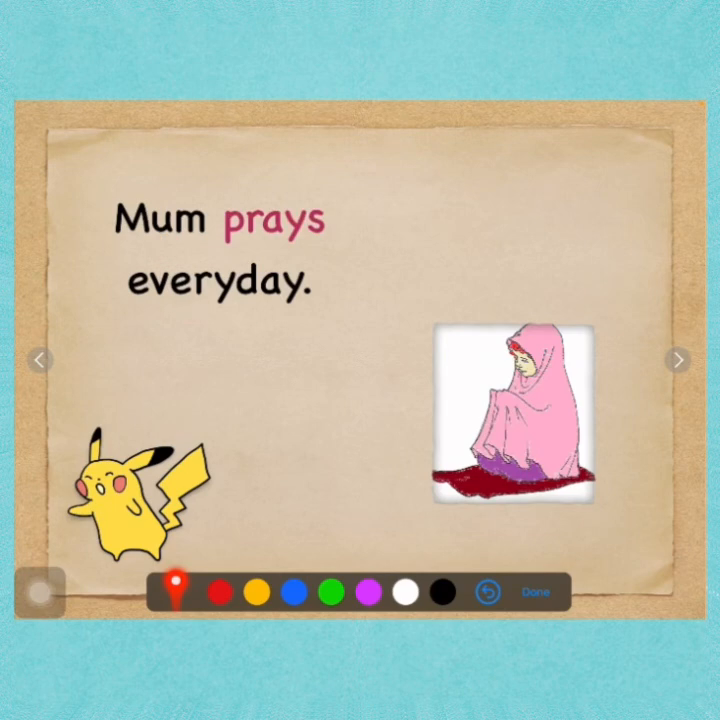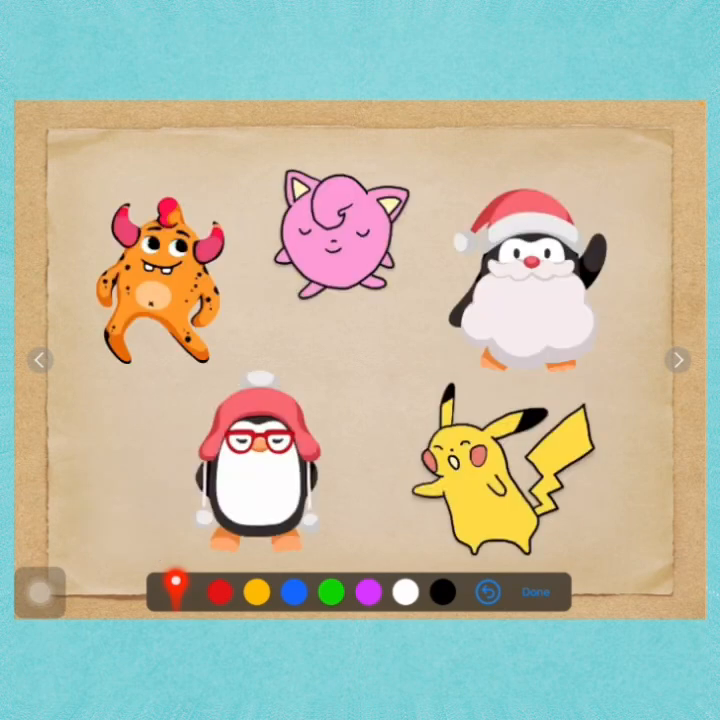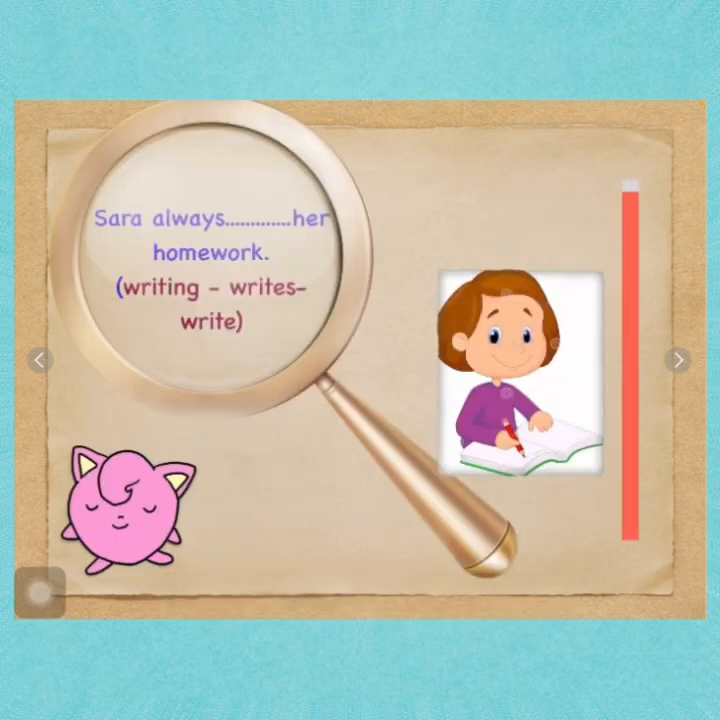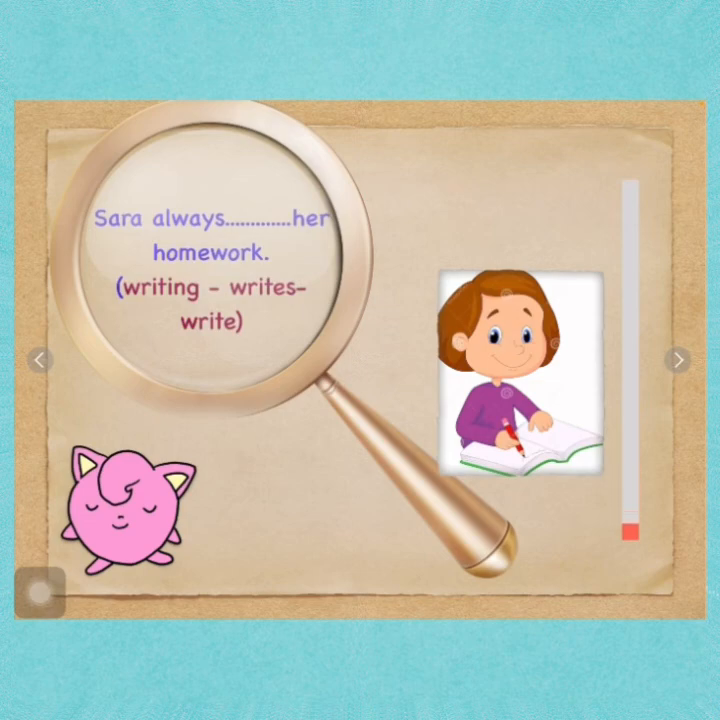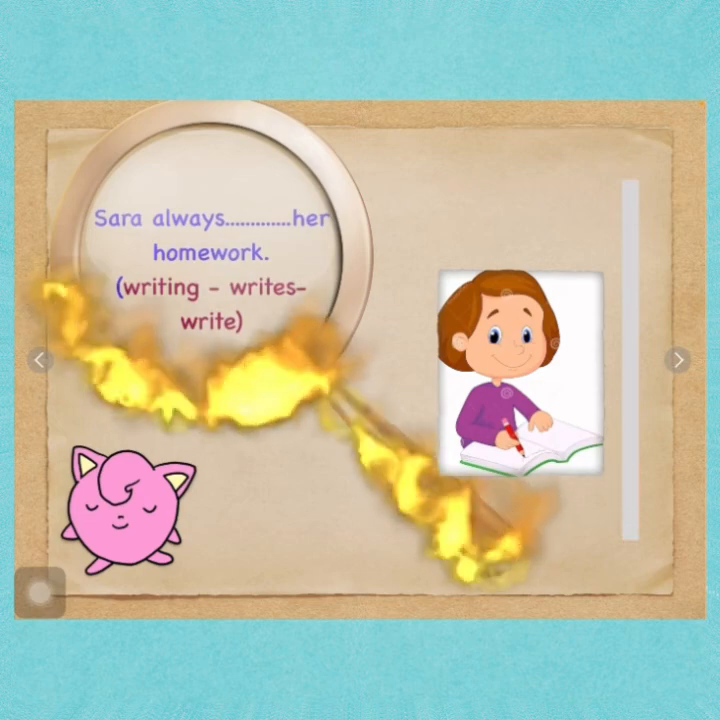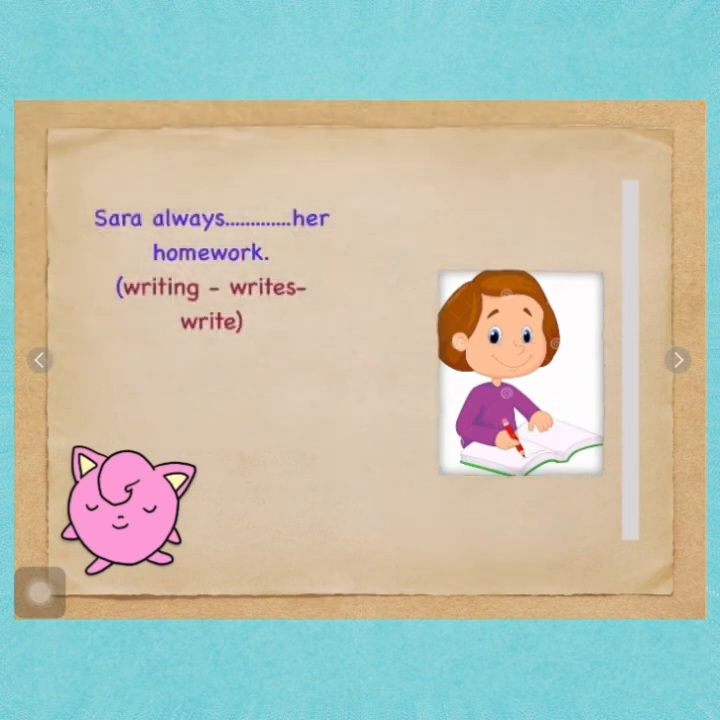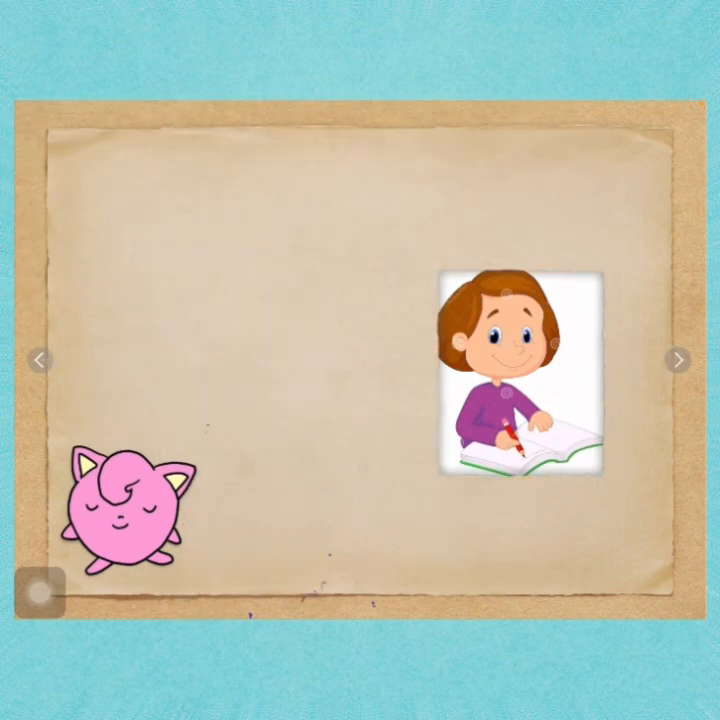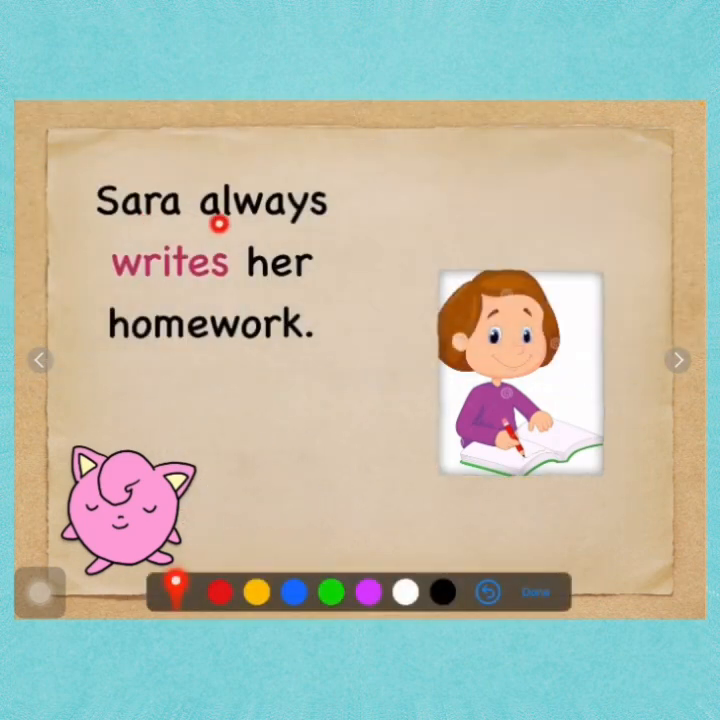Excellent. Let's continue. I'm going to choose this beautiful pinky one. Sarah always her homework. What are you going to choose? Writing, writes, right. I'm talking about Sarah, so I'm going to choose writes. Sarah always writes her homework. Let's see, is it right or wrong? Sarah always writes her homework.